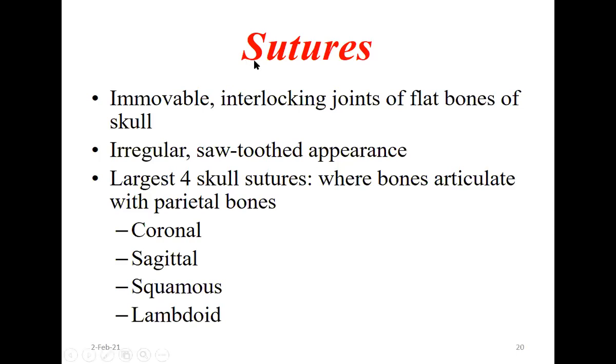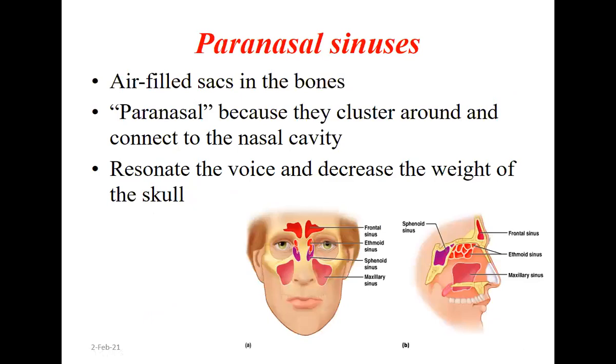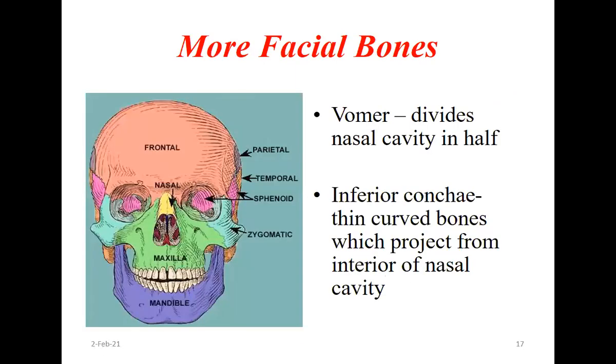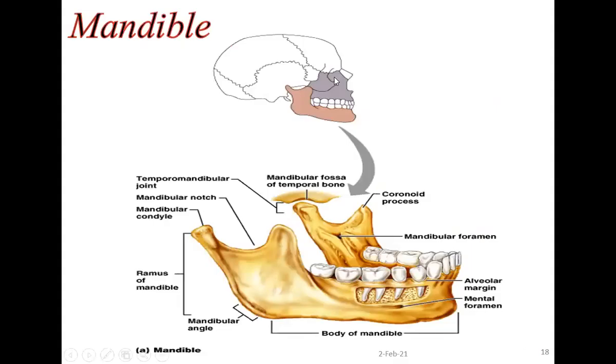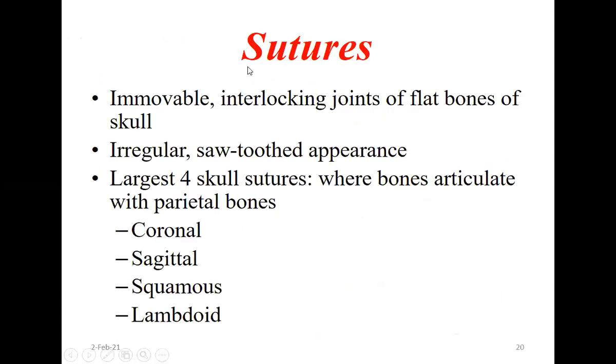Coming to the sutures. What do you mean by suture? Whenever two skull bones come together very closely, if you see here, between the two bones there are some zigzag lines. This is only seen in the skull bones. In between the joining of these two bones, there are zigzag lines. So these are called the sutures.